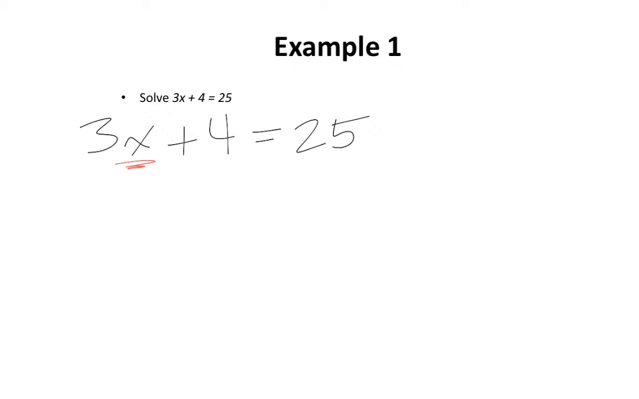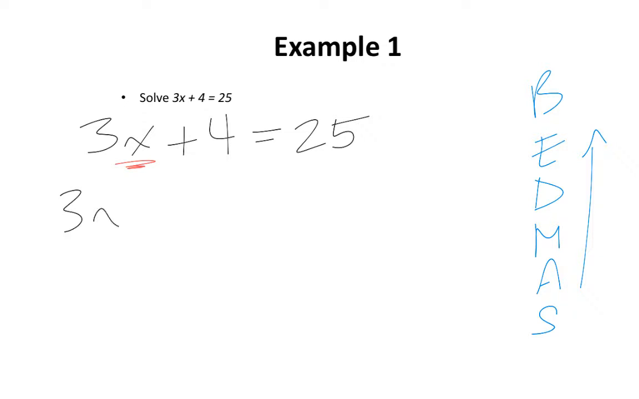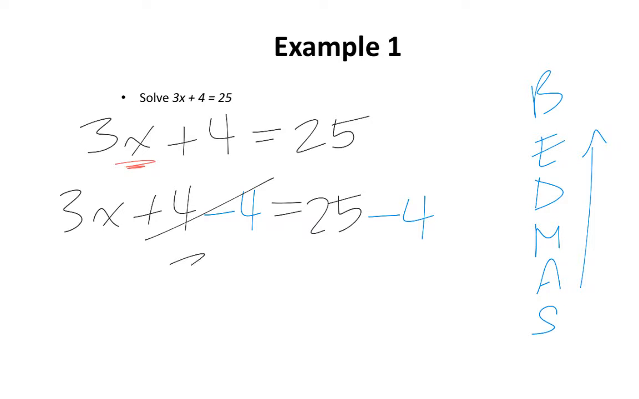At this point, you need to do the opposite of BEDMAS, which means you're going to get rid of the addition and subtraction before the multiplication and division. That means I'm going to subtract 4 from both sides of the equation. The plus 4 subtract 4 disappears, which leaves me with just 3x, and 25 subtract 4 is 21.